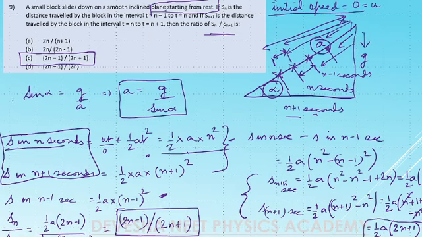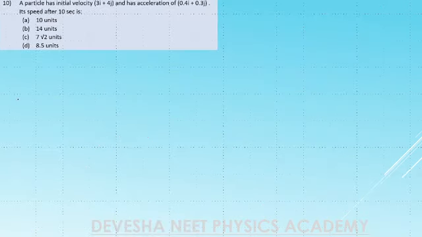Okay. Now let's go to the next problem. A particle has initial velocity of 3. Now, the way I'll explain this one is that I'm not sure how many of you are conversant with vectors. So this is a vector.